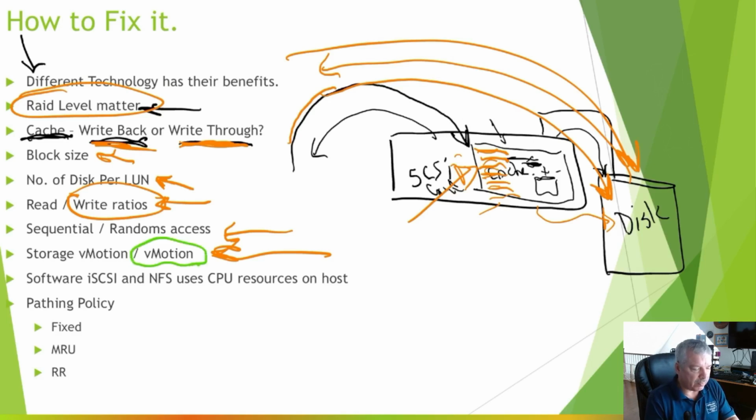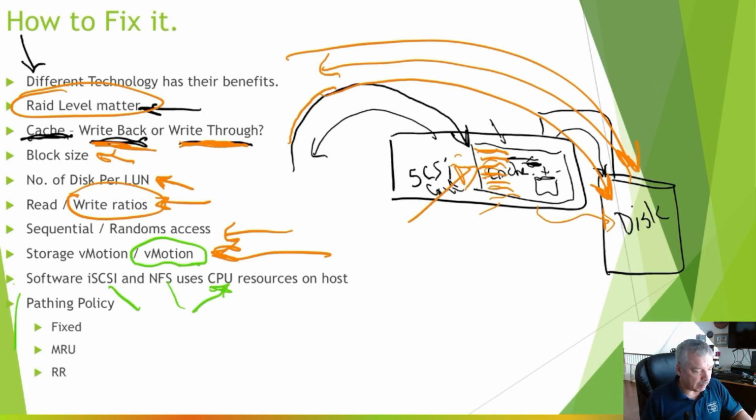vMotion, why would vMotion solve a storage problem? Remember, we got the queue, the card, your device driver. Again, maybe on that server, the queue is getting filled up. So moving it to a different server with a different adapter and its own queue, that may alleviate problems. Software iSCSI and NFS use CPU resources on the host. Again, that's that technology that we talked about, right? So you've got to be aware of that.